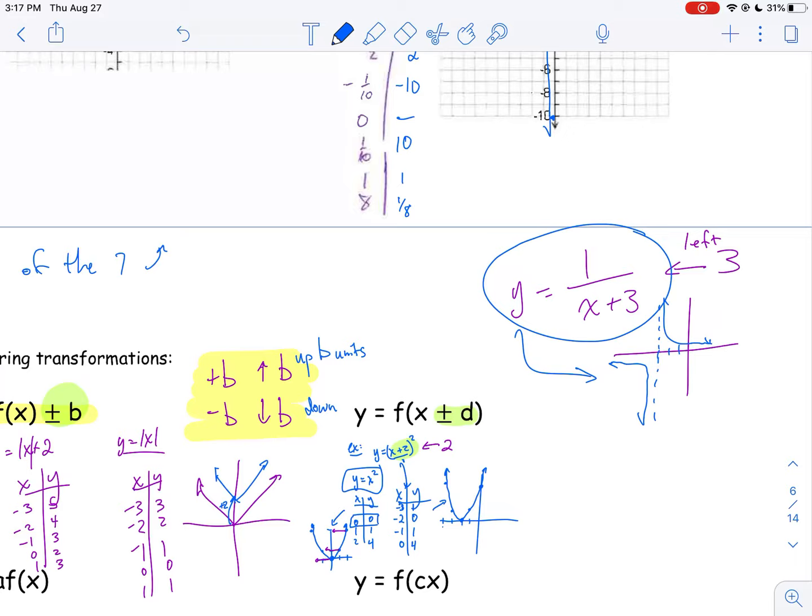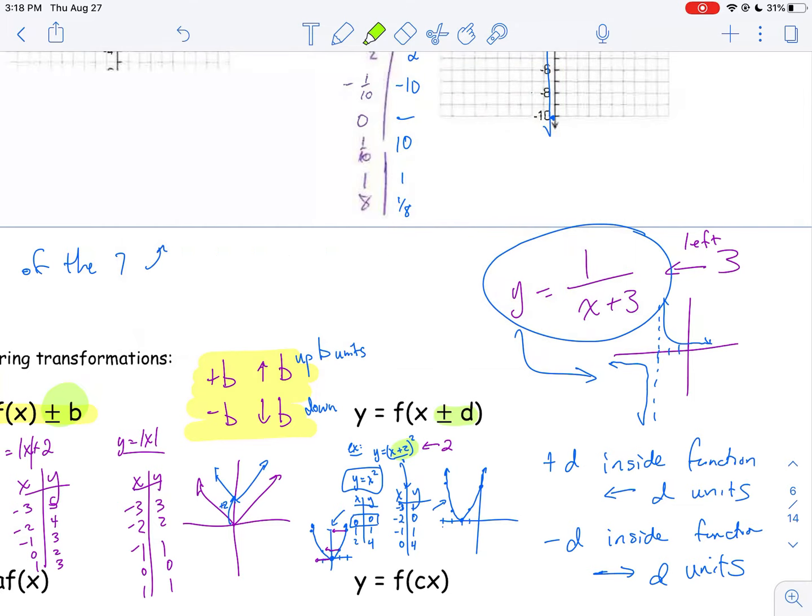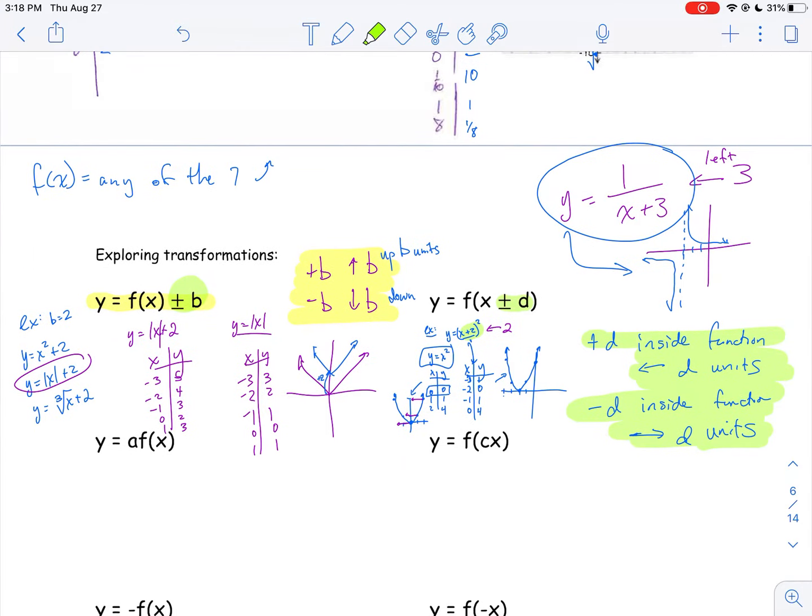All right, so the key takeaway here is plus d inside the function, what's it going to do? It's going to move left d units. What do you think it's going to do if it's minus d inside the function? It's going to move right d units. All right, so key idea. Add or subtract outside, move up or down, matching the sign. If it's on the inside, it's going to be opposite of what you might expect. If you're adding, it's going to go left. If you're subtracting, it's going to go right.